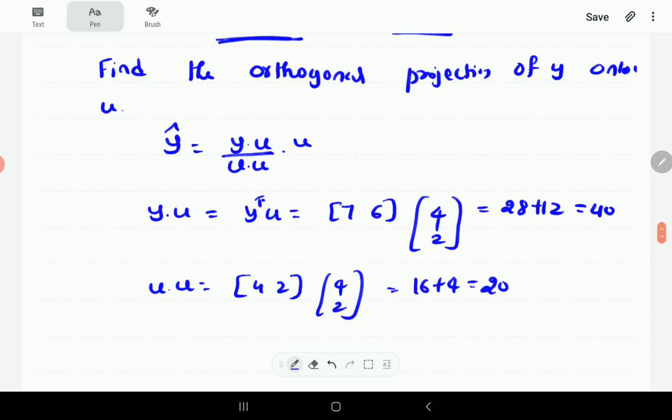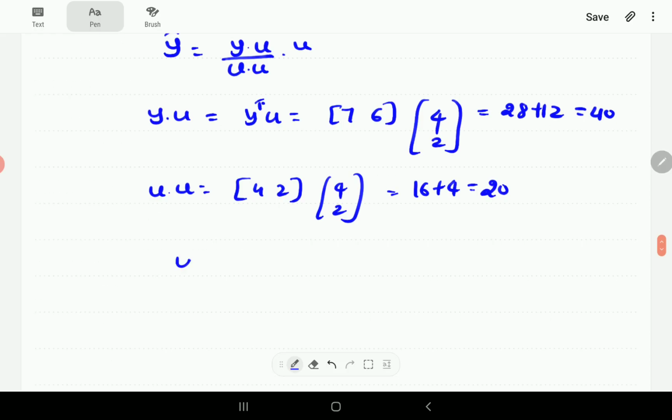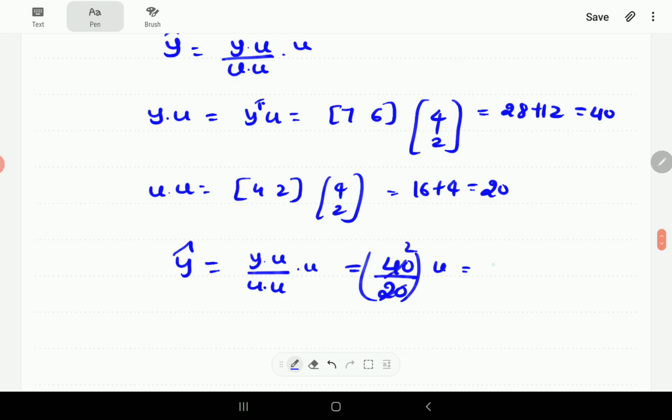So now let us substitute. The orthogonal projection of y onto u is equal to y dot u upon u dot u into u, which is equal to 40 upon 20 times u, which is 2 times u, that is nothing but 2 into 4 2, which is equal to 8 4. So this is the orthogonal projection of y onto u.